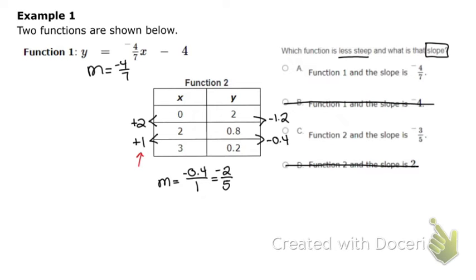That doesn't match either. So the only choice that was left out of all 4 is answer choice A, because it matches the slopes that we have, and actually negative 4 over 7 is less steep than negative 2/5. So the answer for this one is going to be A.